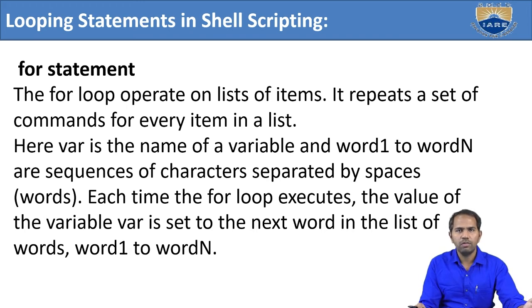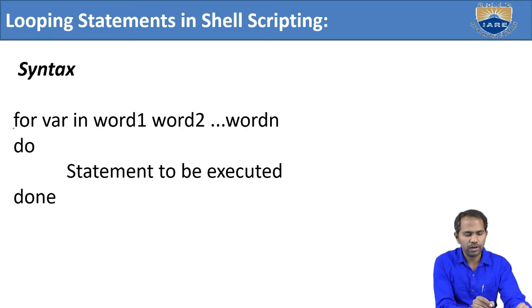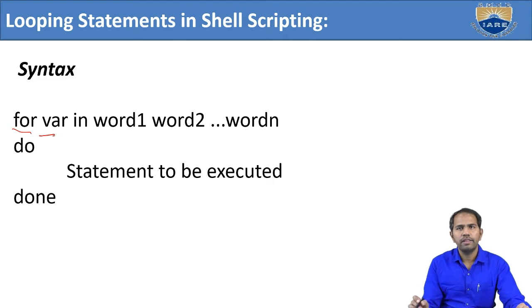Now the for statement, which is one of the looping statements. Here for is a keyword, followed by a variable and then in word 1, word 2 up to n number of words, which is repeated for n number of words. The variable is first taken as word 1, then the following statements are executed. Then again take word 2, and so on.